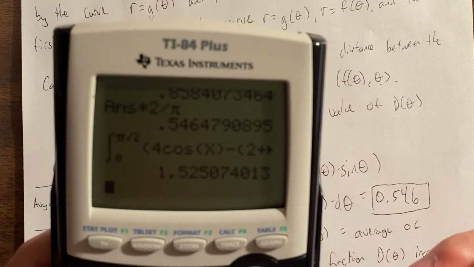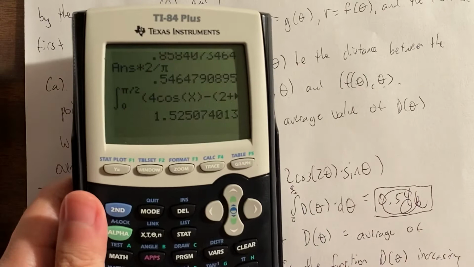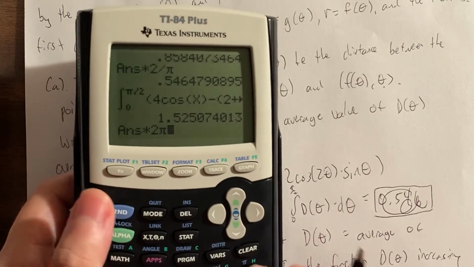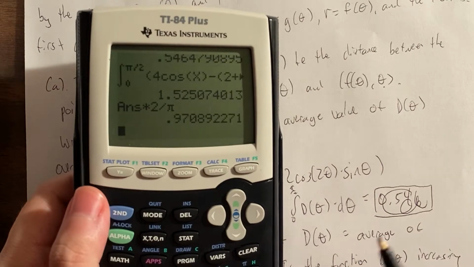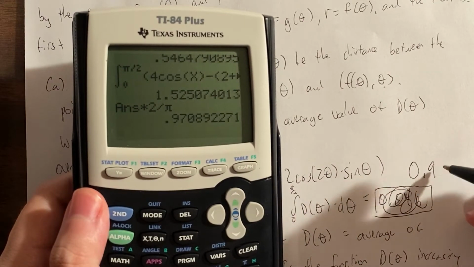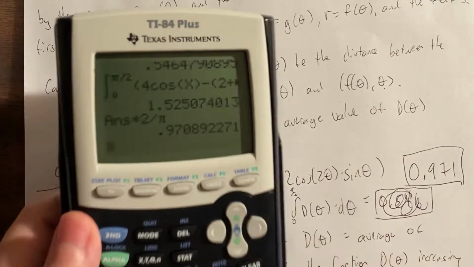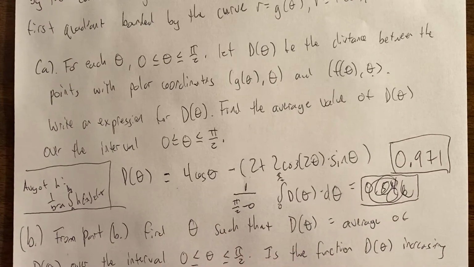So again, typing in the calculator is not a trivial thing. We still need to multiply by 2 over pi, so 2 divided by pi. But just be careful when you're typing in a calculator. Don't fall into the pitfalls. In this case, the actual answer is 0.971. My apologies for that, but typing in the calculator is something that my students and I often mess up.